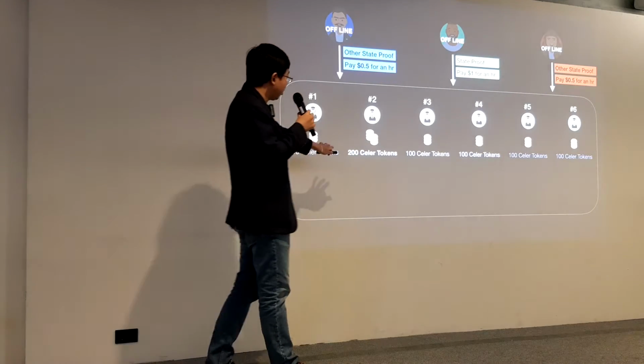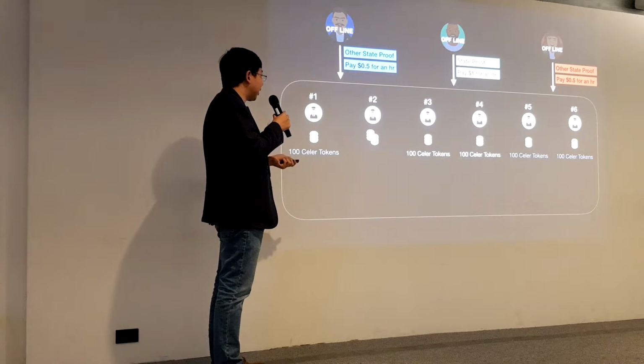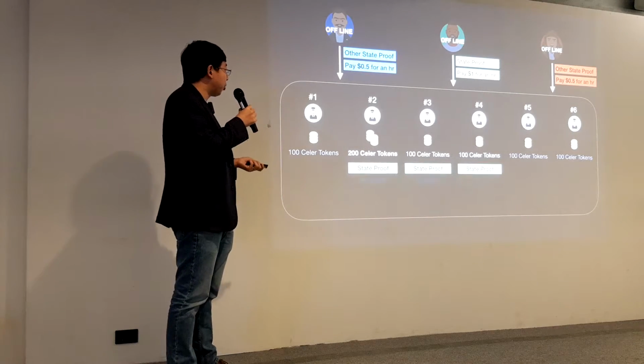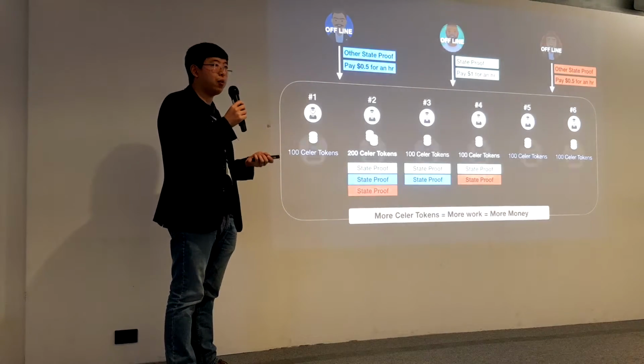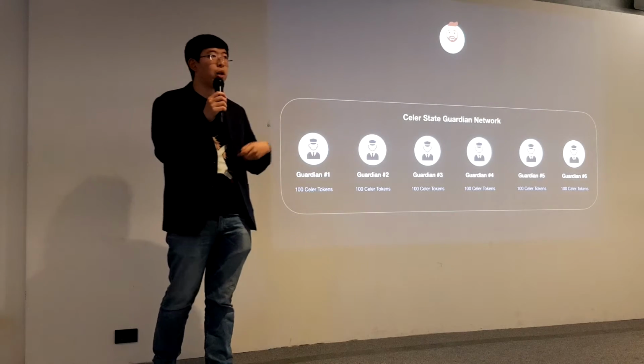And of course, if you stake more Celer token, what's going to happen is that you get assigned more work, statistically speaking, and therefore receive more payment. So the Celer token here becomes like a work authorization token, so that if you stake your Celer, you do the work, you receive income.